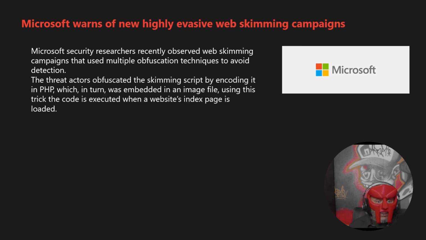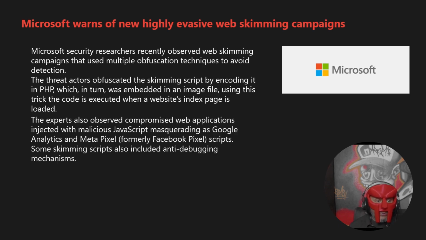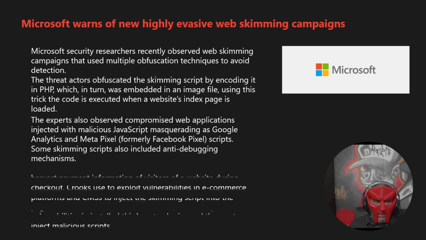The threat actors obfuscated the skimming script by encoding it in PHP, which in turn was embedded in an image file. Using this trick, the code is executed when a website's index page is loaded. The experts also observed compromised web applications injected with malicious JavaScript masqueraded as Google Analytics and Metapixel, formerly Facebook Pixel, scripts. Some skimming scripts also included anti-debugging mechanisms.